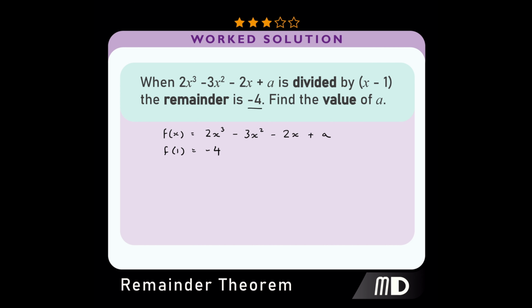f of 1 is also equal to 2 multiplied by 1 cubed minus 3 multiplied by 1 squared minus 2 multiplied by 1 plus a, which simplifies to give us 2 minus 3 minus 2 plus a, which we can simplify further to get a minus 3.